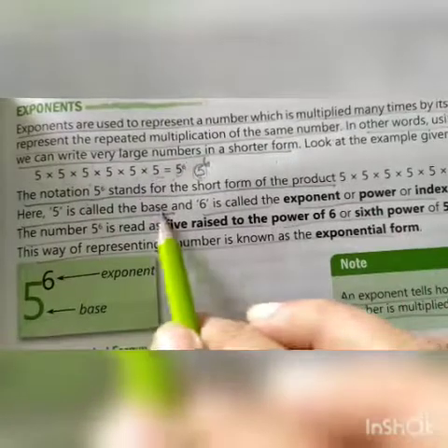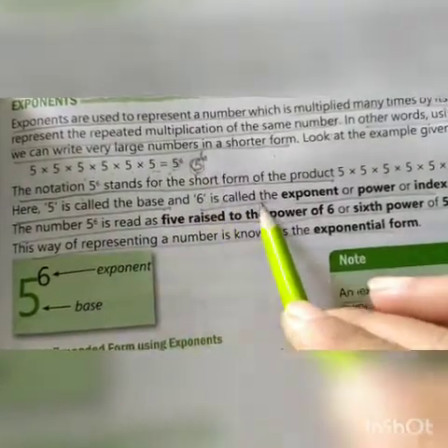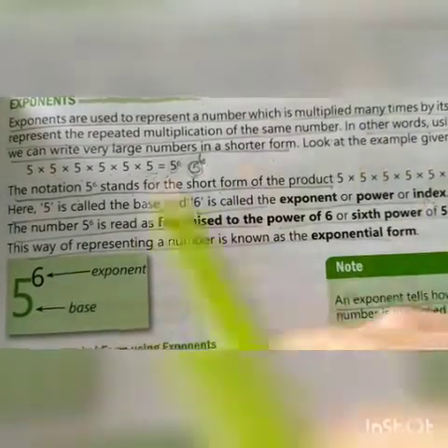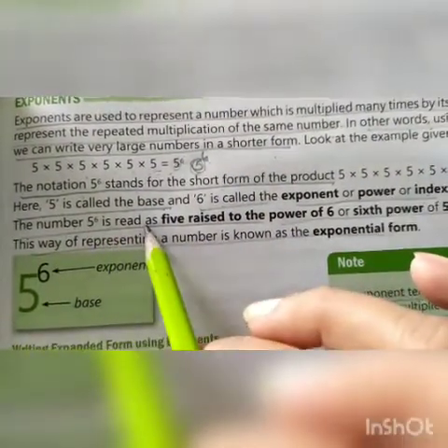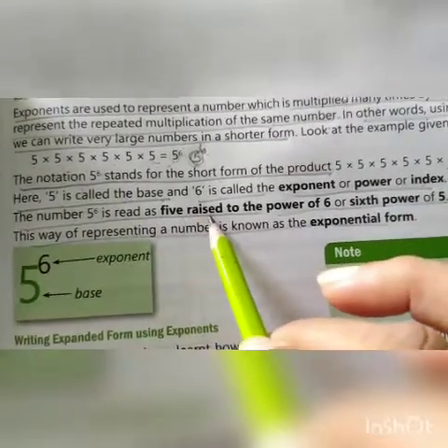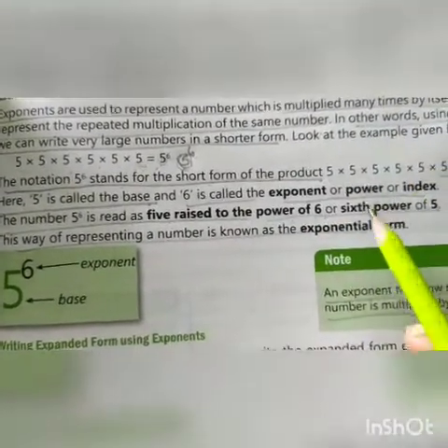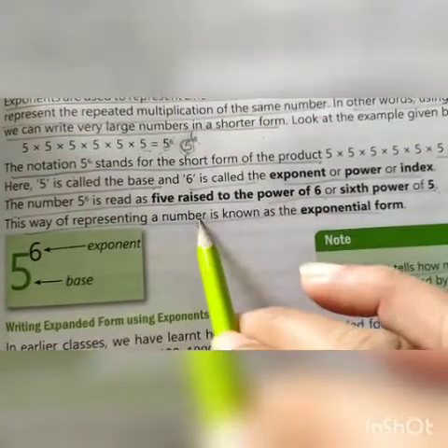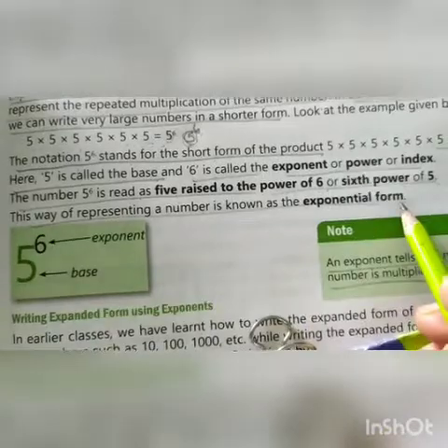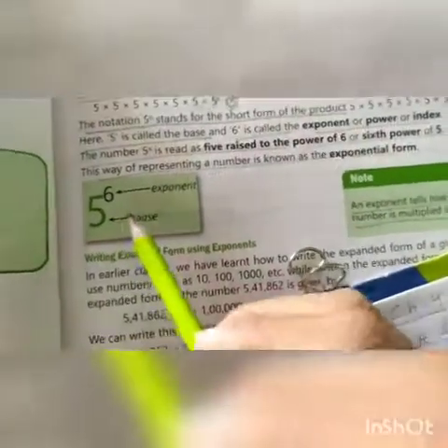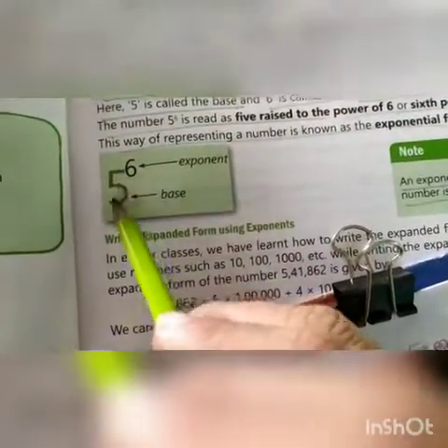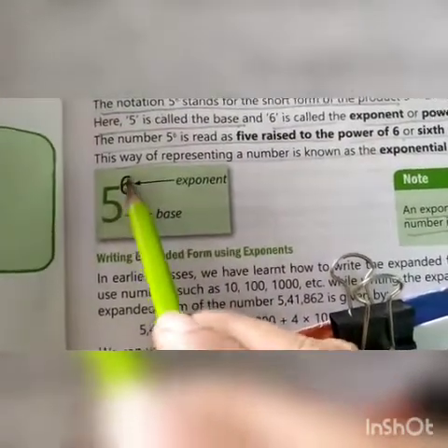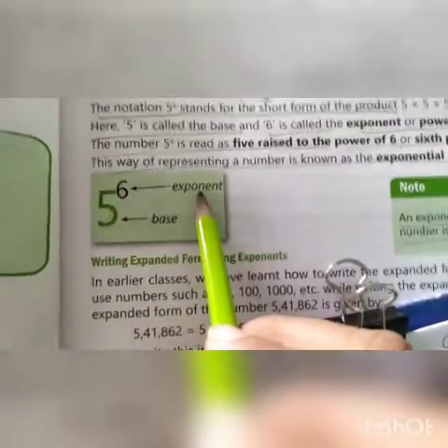Here 5 is called the base, and 6 is called the exponent or power or index. The number 5 power 6 is read as 5 raised to the power of 6 or 6th power of 5. This way of representing a number is known as the exponential form. See here, it is written a little bit larger. It is 5 power 6. This 5 is known as the base and this 6, the power 6, is known as the exponent.